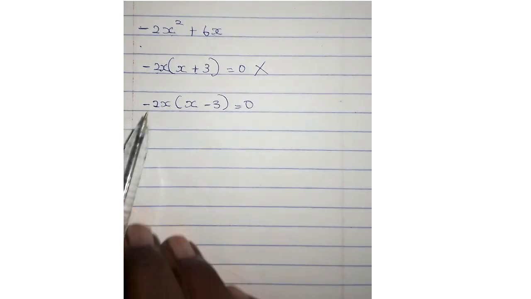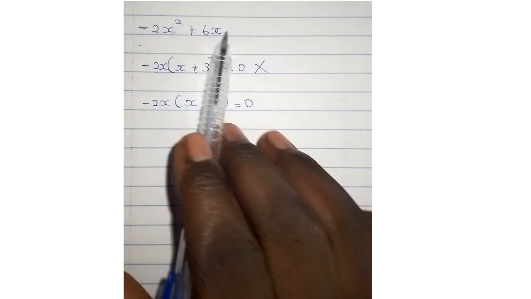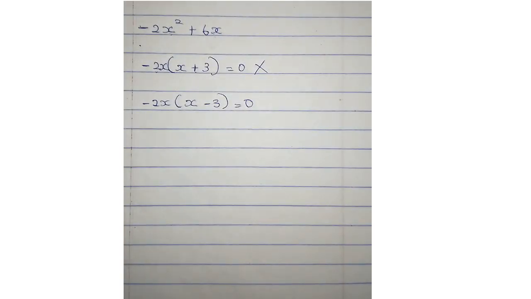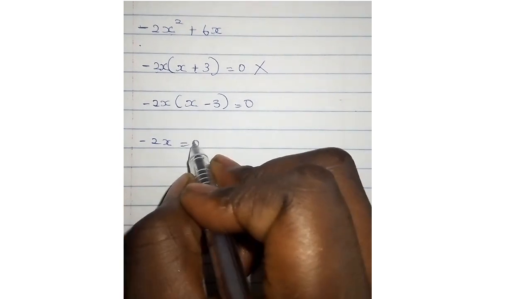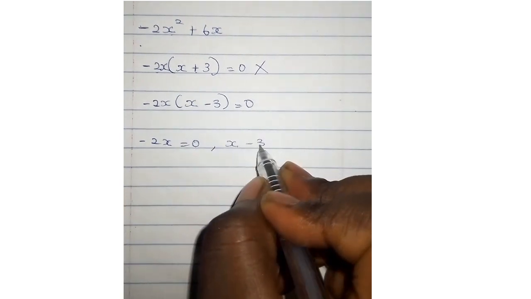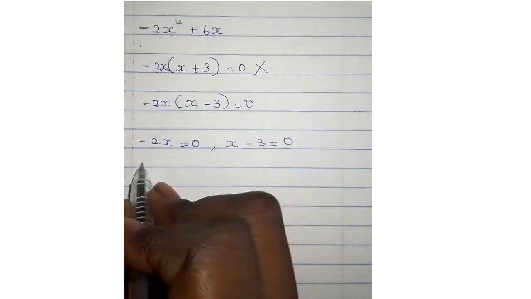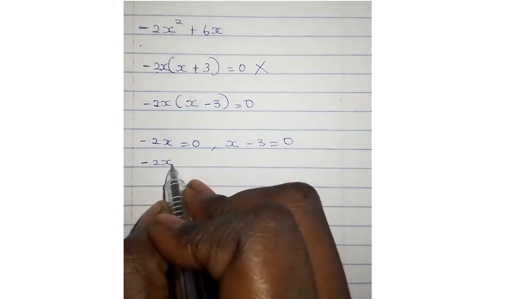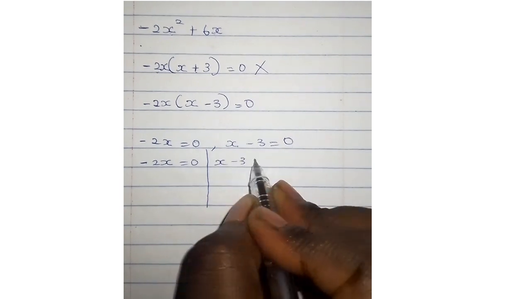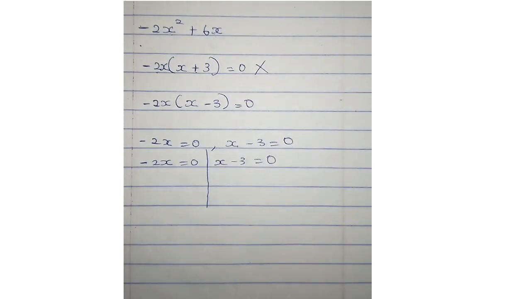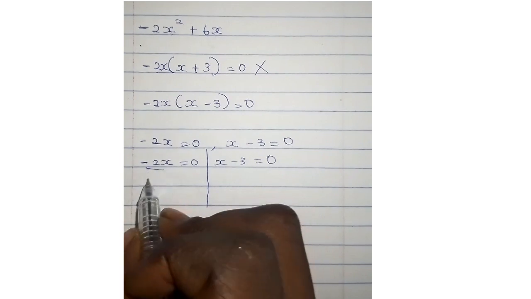So this is the correct form of writing it. Why? Because when we multiply minus 3 by minus, we're going to have a positive sign. Alright, so this is say minus 2x is equal to 0 and x minus 3 is equal to 0. So we're going to have minus 2x is equal to 0 here and x minus 3 is equal to 0.